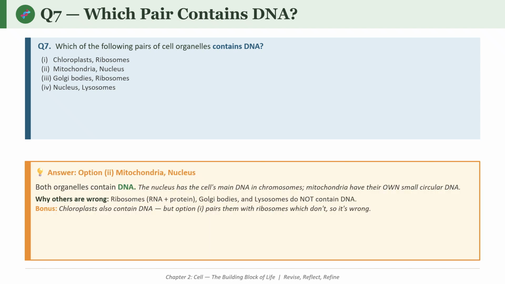Second option, mitochondria and nucleus is the correct one, because both organelles contain DNA. We know our DNA, our chromosome, everything, it is present in the nucleus. And mitochondria, they have their own small circular DNA.